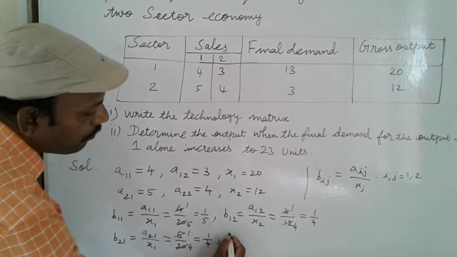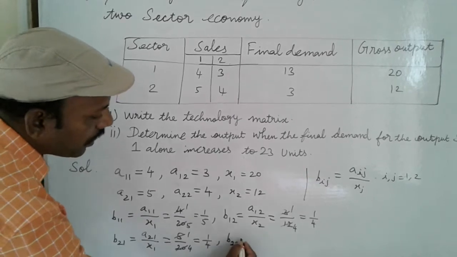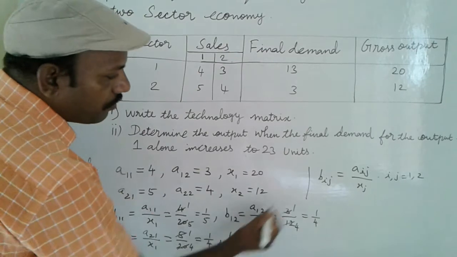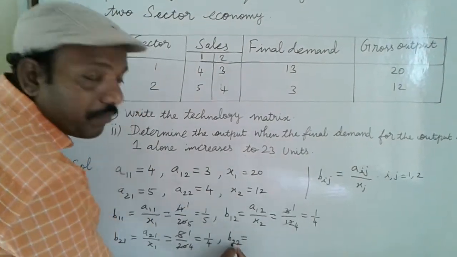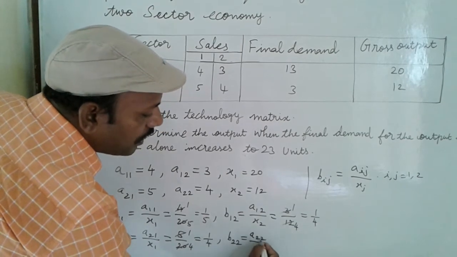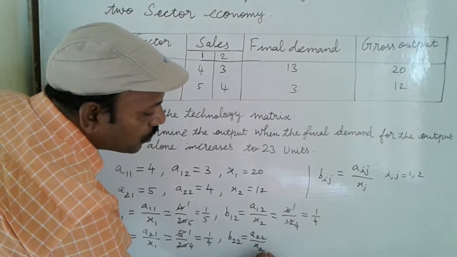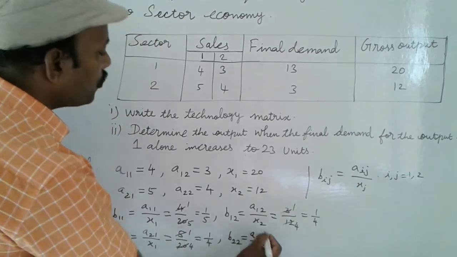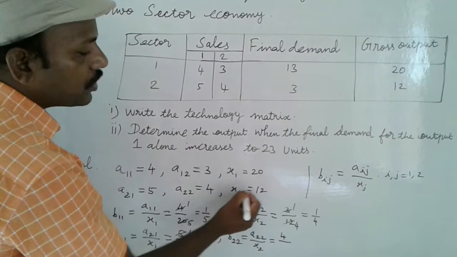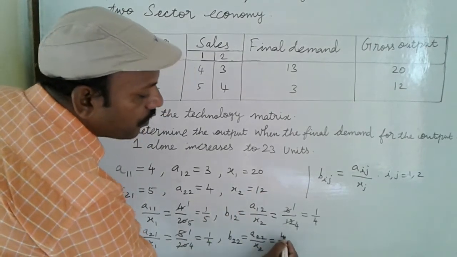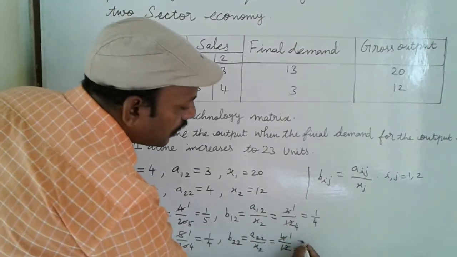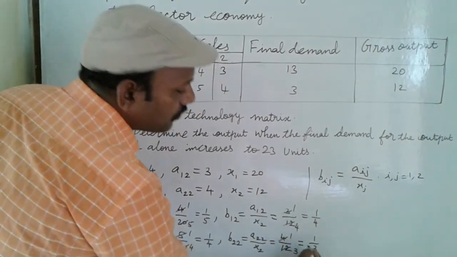Next B22 equal to, what is the formula? Bij is equal to Aij divided by xj, then B22 is A22 divided by x2. A22 value is 4 divided by x2 value 12. So 4 1 time, here 3 4s are 12. So that is equal to 1 by 3.